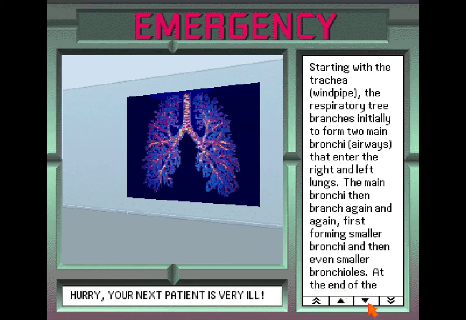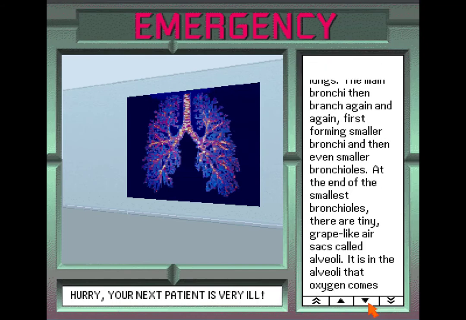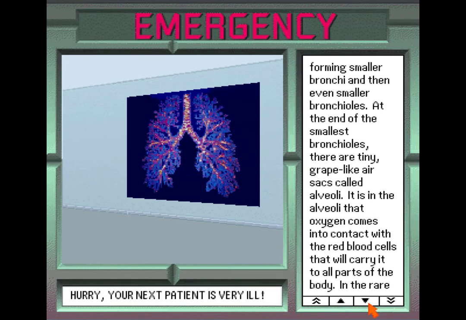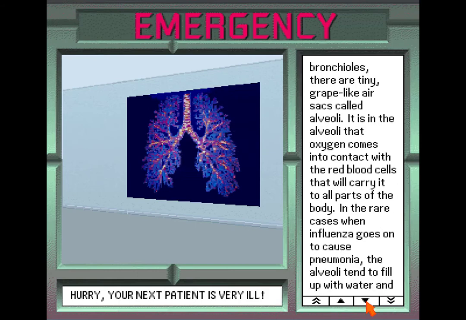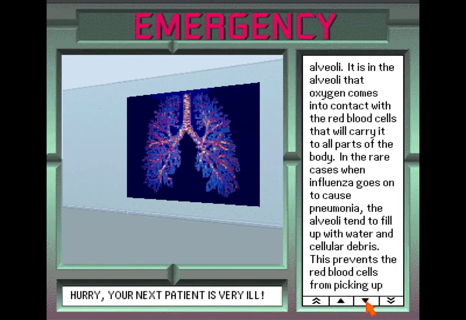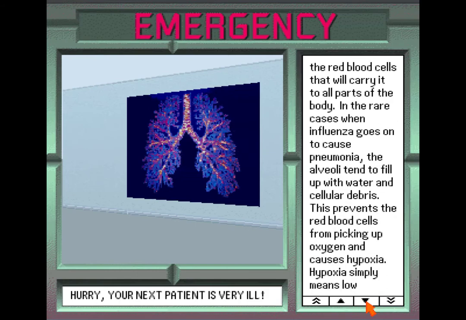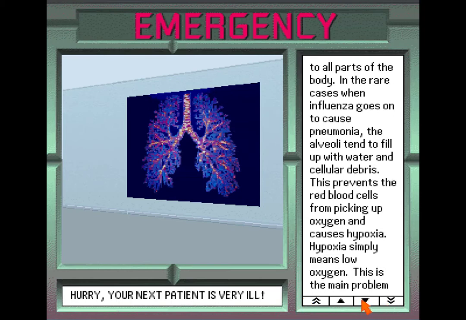At the end of the smallest bronchioles, there are tiny grape-like air sacs called alveoli. It is in the alveoli that oxygen comes into contact with the red blood cells that will carry it to all parts of the body. In the rare cases when influenza goes on to cause pneumonia, the alveoli tend to fill up with water and cellular debris. This prevents the red blood cells from picking up oxygen and causes hypoxia. Hypoxia simply means low oxygen. This is the main problem for patients with pneumonia.